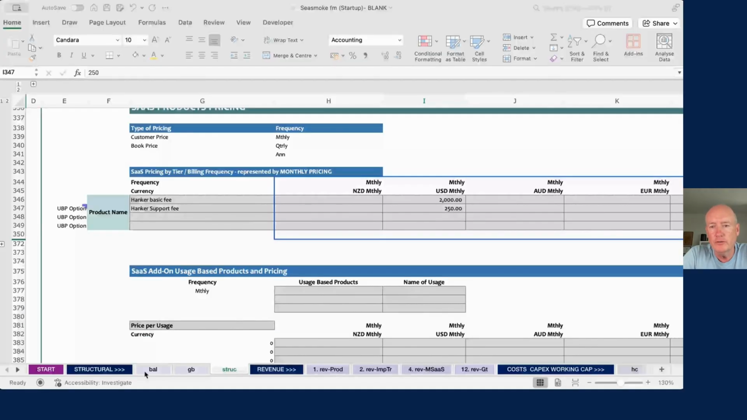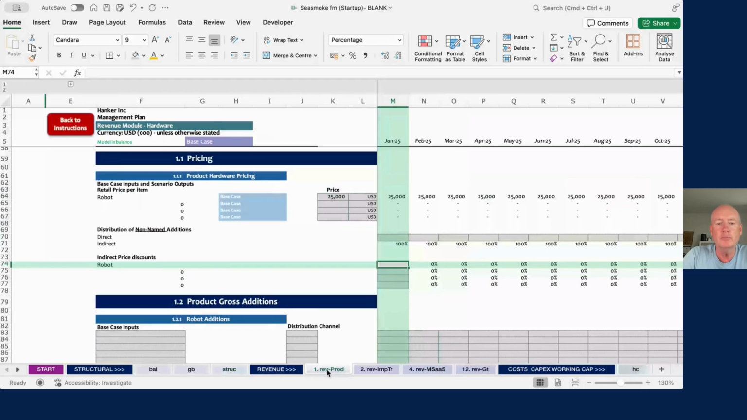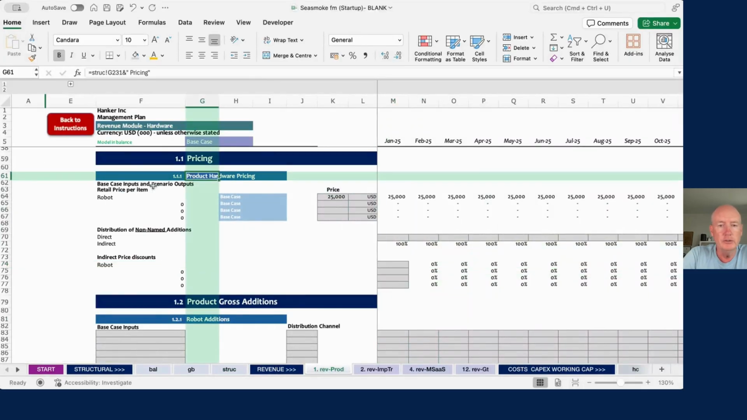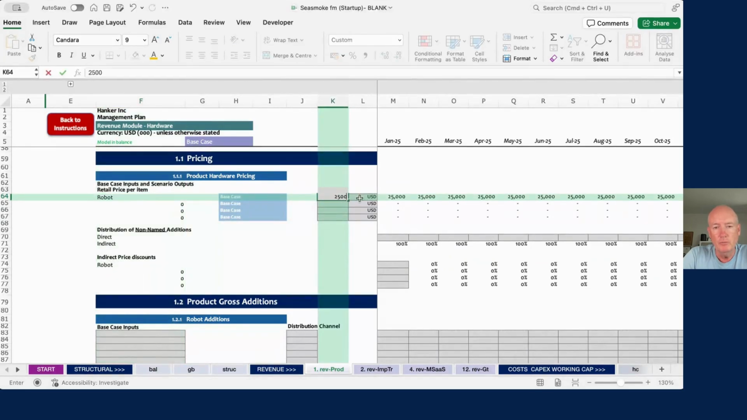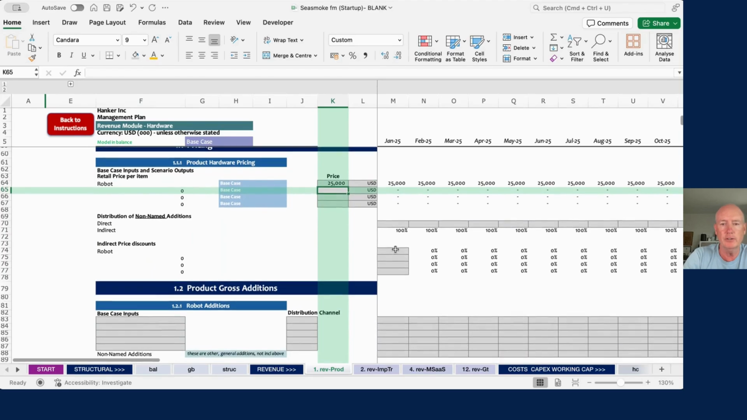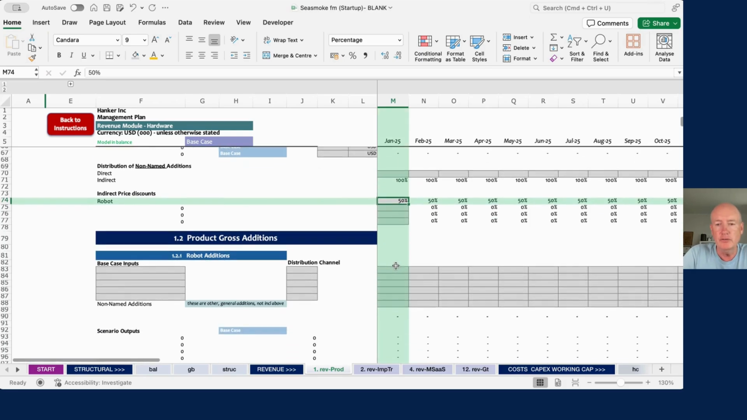Okay, we just finished the SaaS pricing up here in the structural part. Now we're going to move over and do the hardware product itself. So as you know, hardware, we've got a robot. We're going to price it at $25,000 retail. We're going to give our distribution channel 50% discount of the retail price because they're not getting any commissions or any money attributed to SaaS. So it's got to be worth their while.